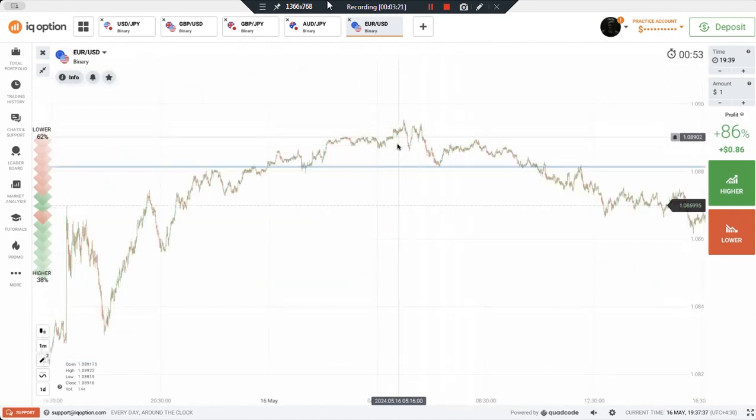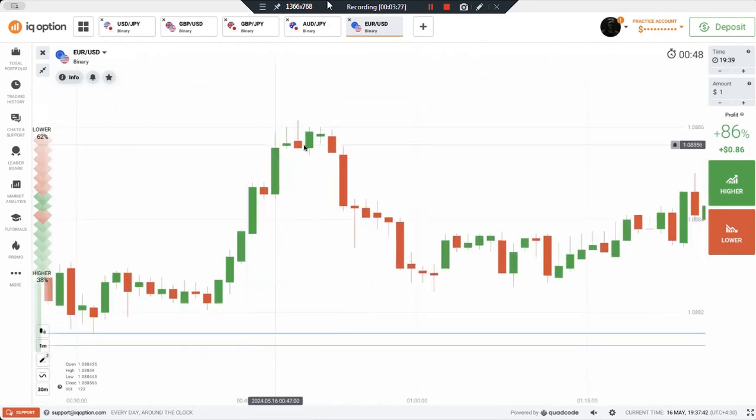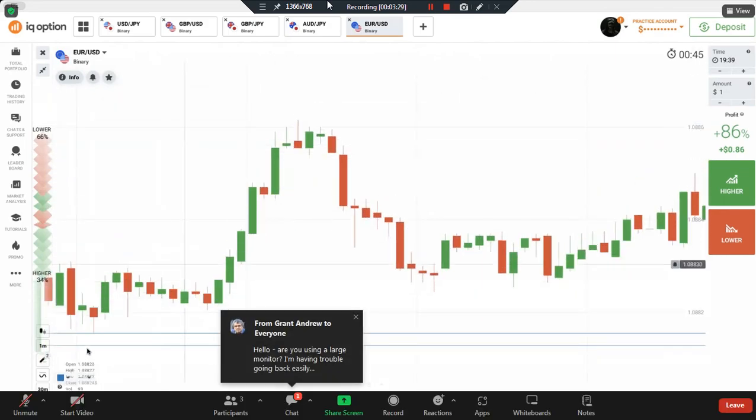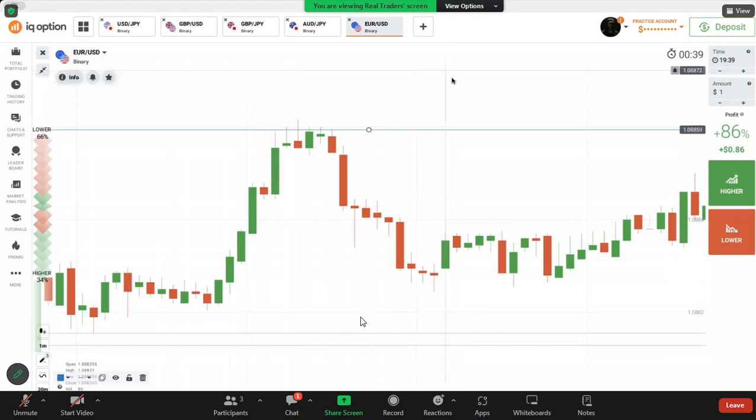And we talk about the resistance. For example, if you find a good visible resistance like this one here, put your first line at the highest bullish closing point.